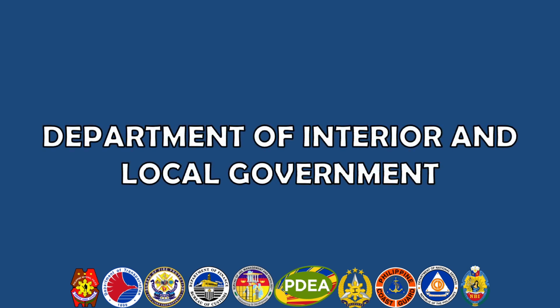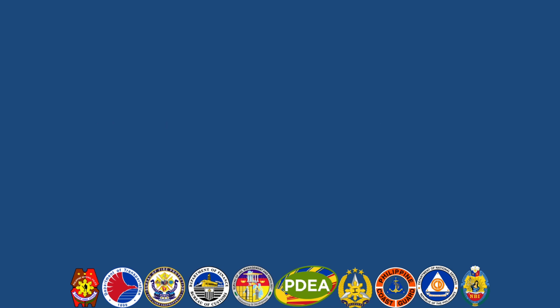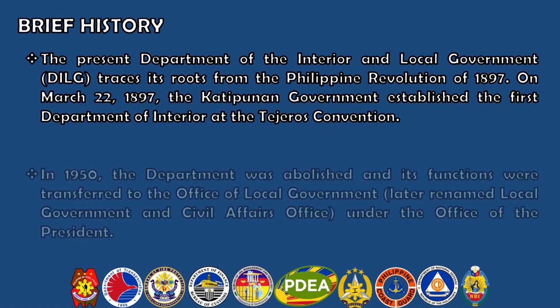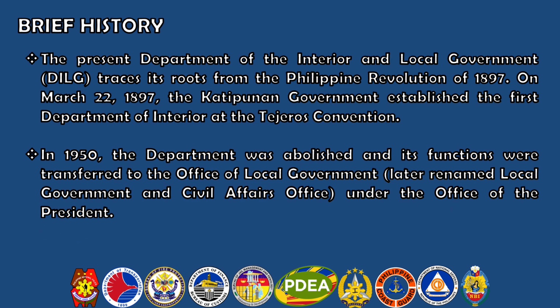Next would be Department of Interior and Local Government. So, just to give you a brief history, the present DILG traces its roots from the Philippine Revolution of 1897. On March 22, 1897, the Katipunan government established the first Department of Interior at the Tejeros Convention. In 1950, the department was abolished and its functions were transferred to the Office of the Local Government, later renamed Local Government and Civil Affairs Office, under the Office of the President.